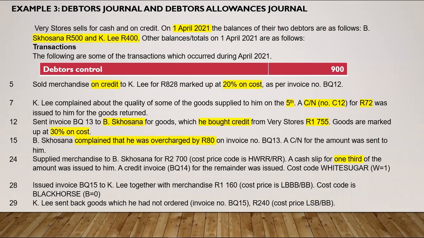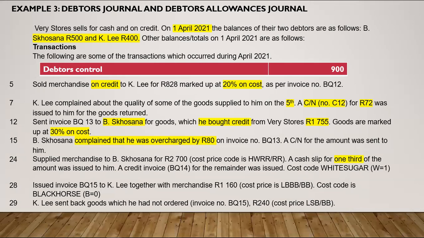It starts by saying that Very Store sells for cash and on credit. And I highlighted the fact that our month starts on the 1st of April 2021. The balances of two debtors. So we only have two debtors, which is Bisco Sana as well as Kaylee. You already know what to do with those two. And that will be the same balance that you have in your debtors control.